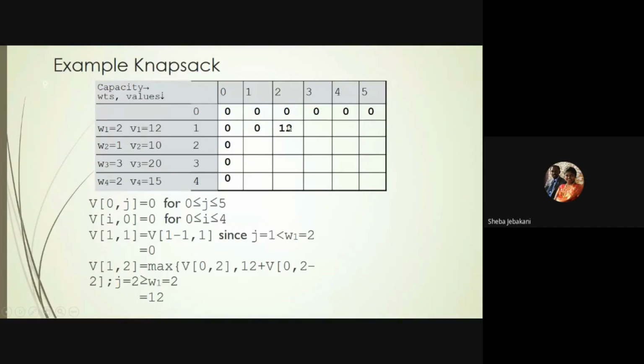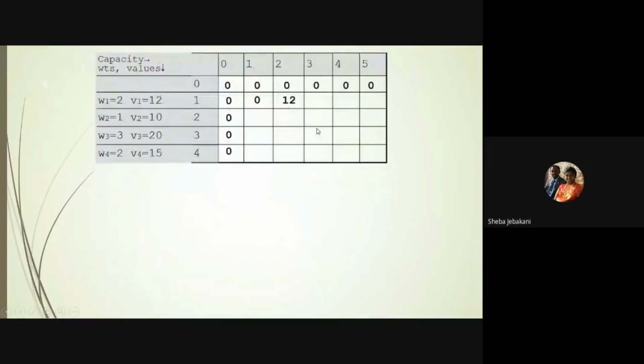Next, I need to find out for 1 comma 3. When you find out for 1 comma 3, it will be 0 comma 3, which is I minus 1 comma j, and 0 comma, that is I minus 1 comma j minus wi. J is 3, wi is the current value, which is 2. So 3 minus 2 is 1.